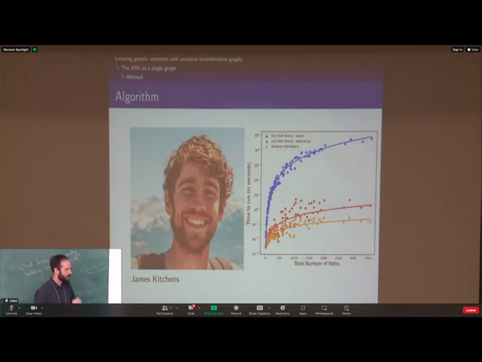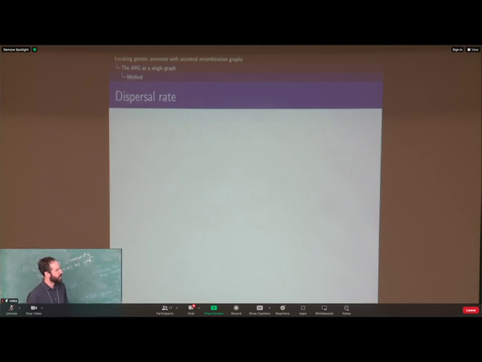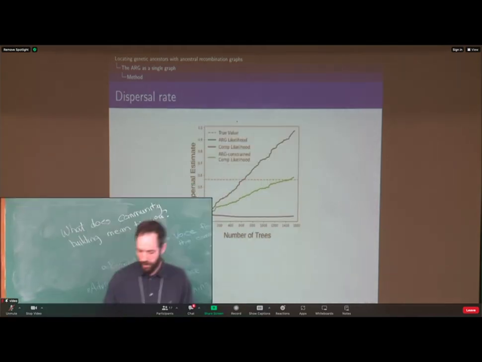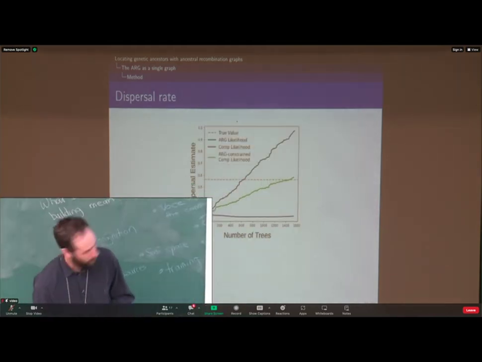Then we teamed up with James Kitchens and Graham Coop at UC Davis, who are also interested in the same problem, to develop an algorithm that could calculate these covariance matrices from large ARGs, thousands of paths in the ARG, in an efficient way that doesn't take hours but instead fractions of a second. So Puneeth and James did some clever work to make the computations fast, and then we could go about applying our method.